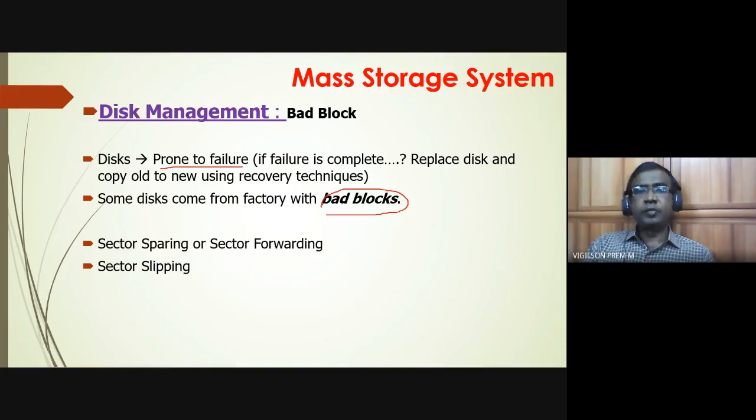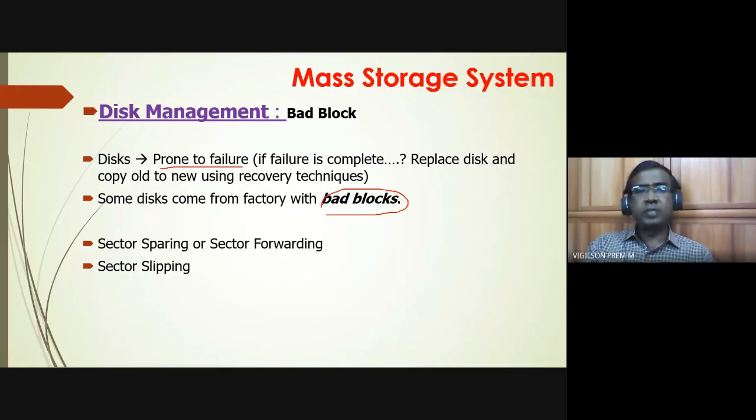That means if you store data in that particular sector, it may not be stored properly, or it may be stored as wrong data. You store 10, and it will show 15. That means that particular sector is not functioning properly. That is referred to as a bad sector or bad block.